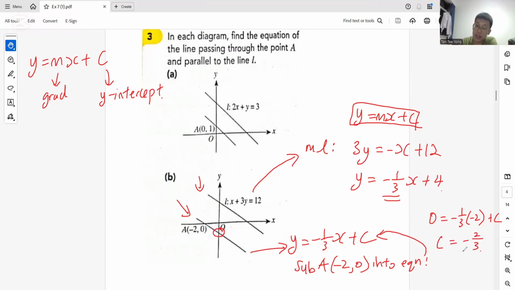Okay, so after finding out c equals negative 2/3, we have our equation already. So y equals negative 1/3 x minus 2/3. This is the equation of this line. So for this line, the answer is y equals negative 1/3 x minus 2/3.